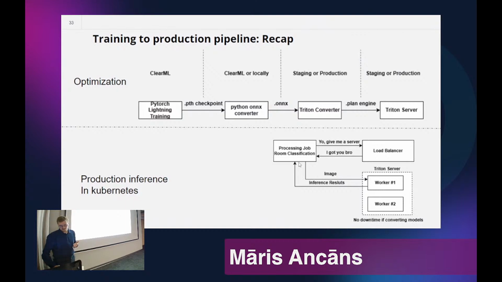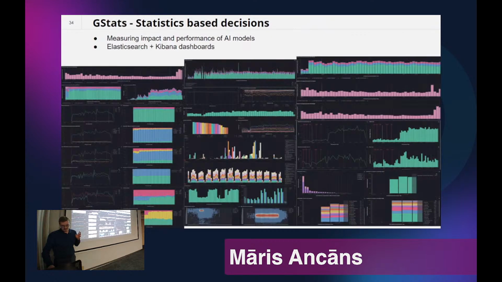And in production, we're using Kubernetes. It just looks like this. You have some sort of a client which is responsible for segmenting windows, for example. It just asks if there's a server available. You get a server back, you send it an image, and you get the inference results. It's quite fast. And the last thing is called GStats.